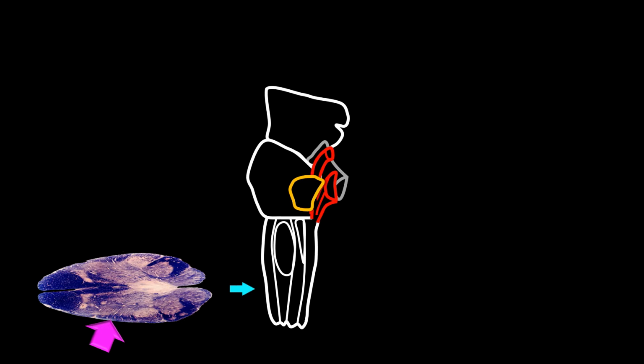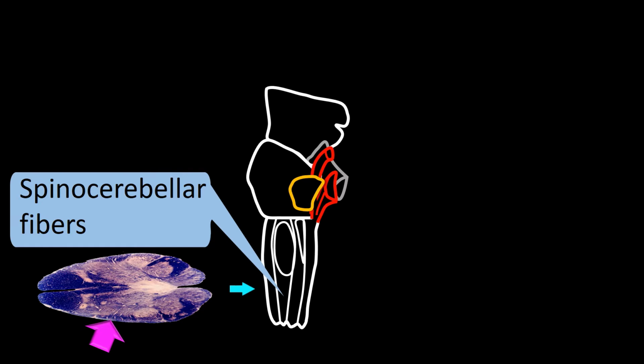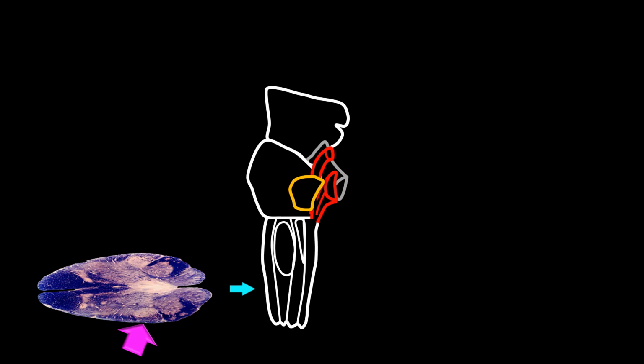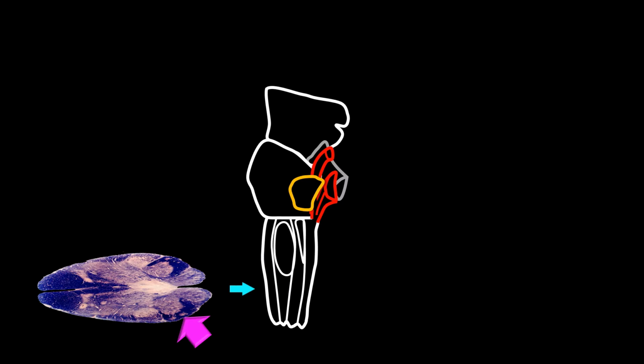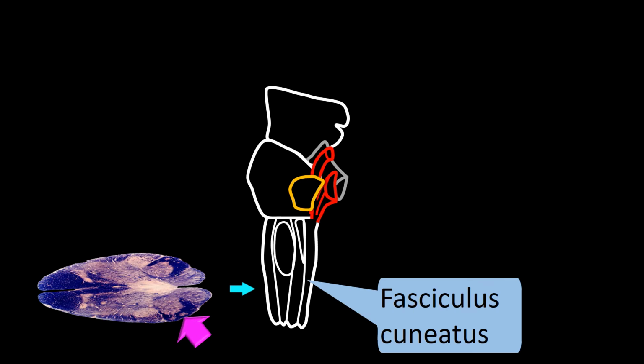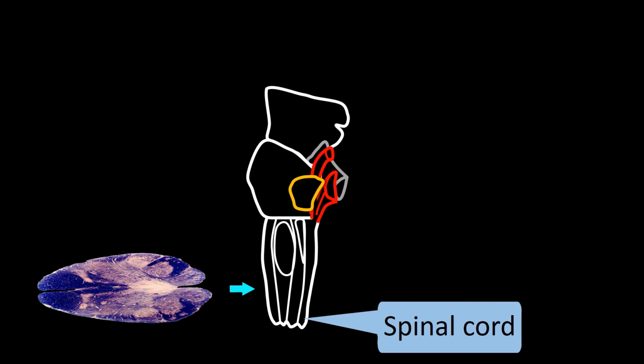Between the pre-olive and post-olive sulcus, forming the edge of the medulla at the level indicated, you have the spinocerebellar fibers. And behind them are the fibers of the spinal tract of the 5th cranial nerve. And behind those, the fasciculus cuneatus, terminating in the cuneatus nucleus, and below the spinal cord.